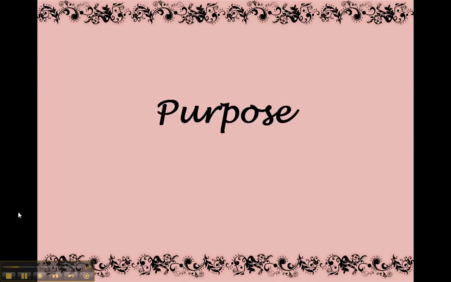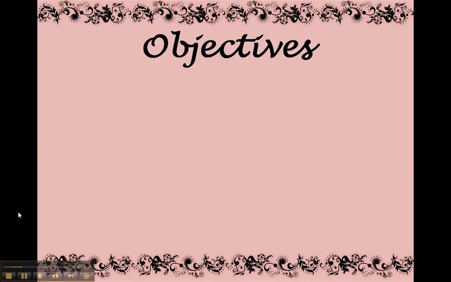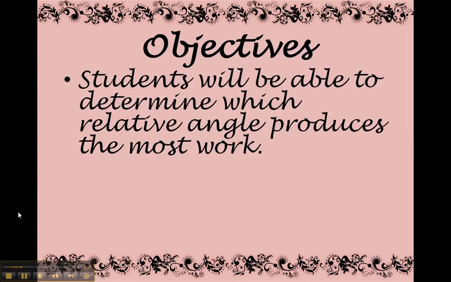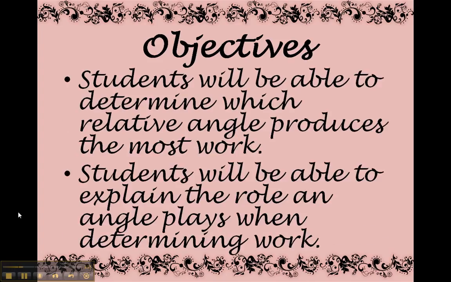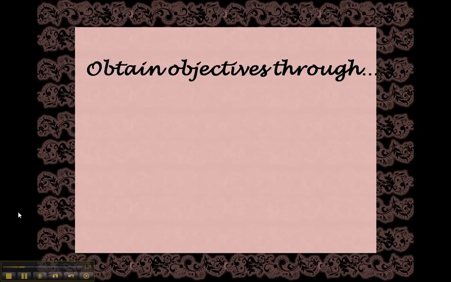The purpose of this lesson is to give students an understanding of what the different variables in the work equation represent through a hands-on activity. The objectives are that the students will be able to determine which relative angle produces the most work, and students will be able to explain the role an angle plays when determining work. We're going to obtain these objectives using the 5E model.